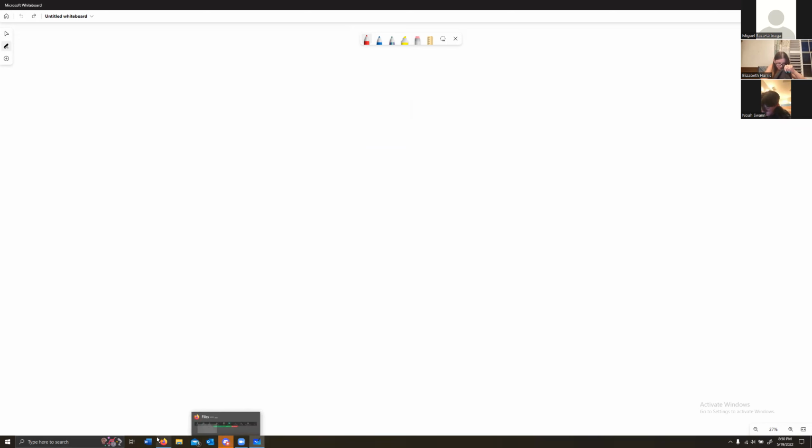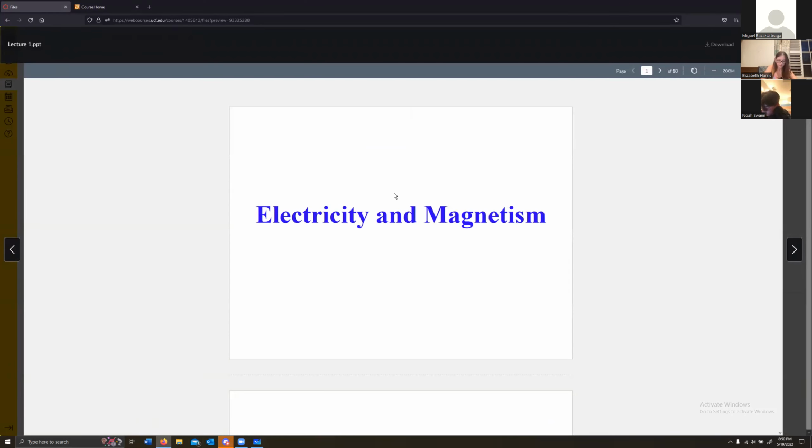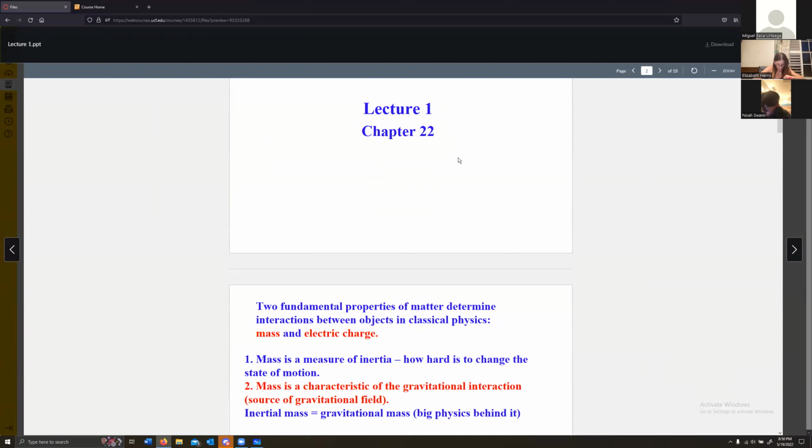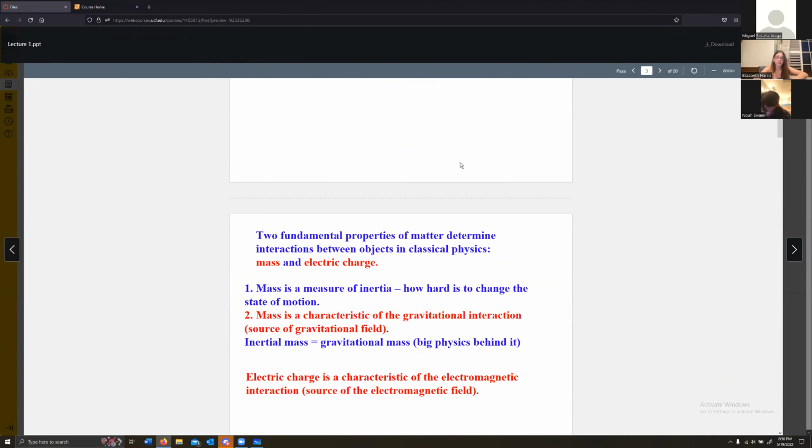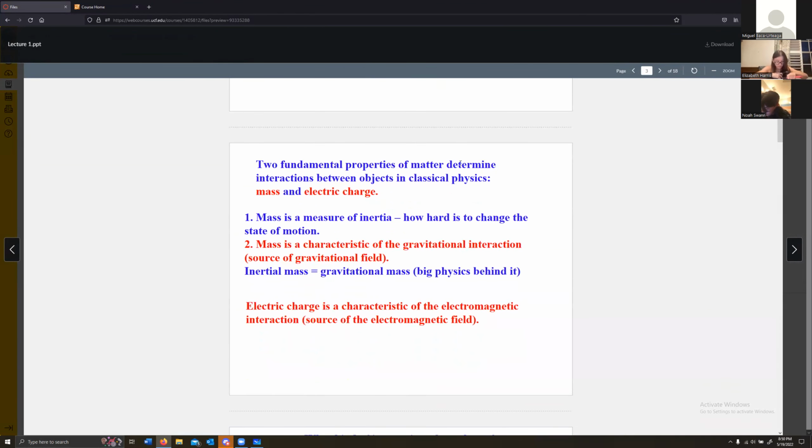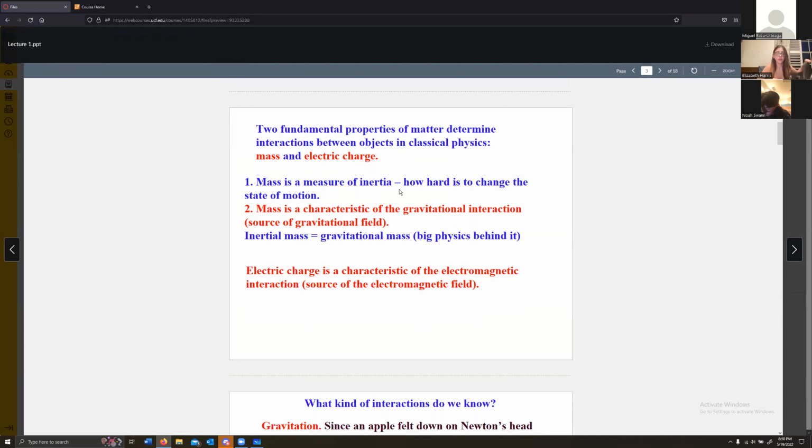Let's see. Okay. So with physics 2, it looks like the primer for all of it, and what we're really doing has to do with electricity and magnetism. So that's chapter 22 of the textbook that we're using, that I'm going to be receiving tomorrow, actually. So I'm pretty excited for that. What we want to keep in mind is that in classical physics, mass and, well, the two fundamental properties that determine interactions between objects are mass and electric charge.